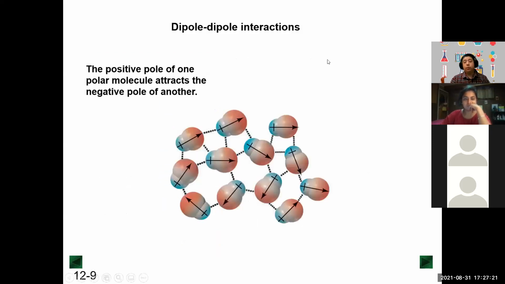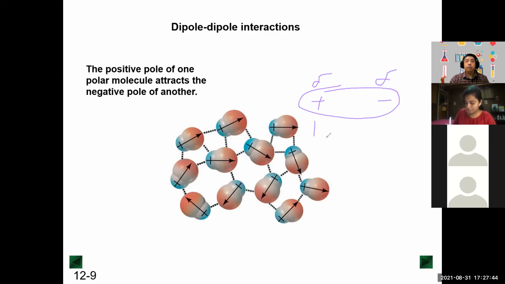Okay. So first one we're going to talk about is actually going to be dipole-dipole. It falls right into the middle of all of these. So dipole-dipole means that one end of this is positive, one end of this negative. And that's partial, so it's not 100% negative and 100% positive. So if I draw a molecule here, one end is positive, one end is negative. This is actually a partial positive and a partial negative.